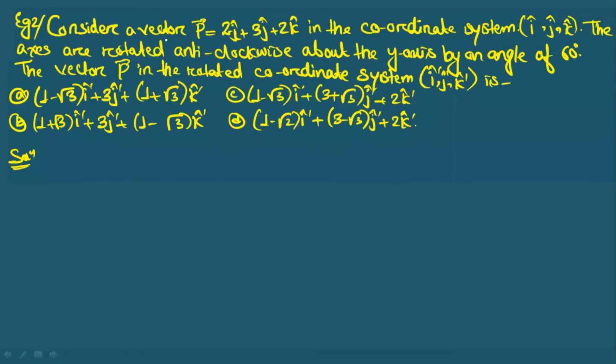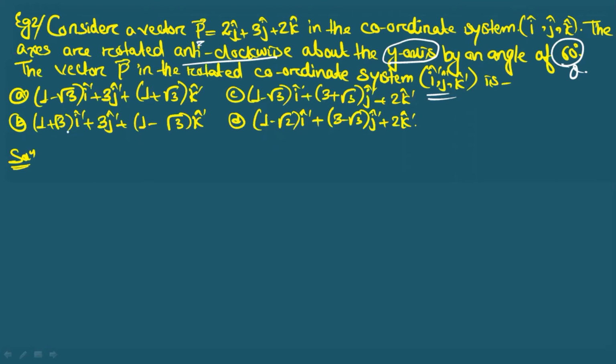Now next, let us consider a vector p equal to 2 i cap plus 3 j cap plus 2 k cap in the coordinate system i cap, j cap, k cap. So here the vector p is given to you. It is rotated this time in the anti-clockwise direction about which axis? Y axis. The angle is 60 degrees. This is theta. So you will have to find the vector p in the rotated coordinate system, for the new axes.